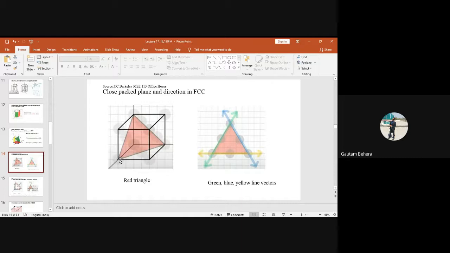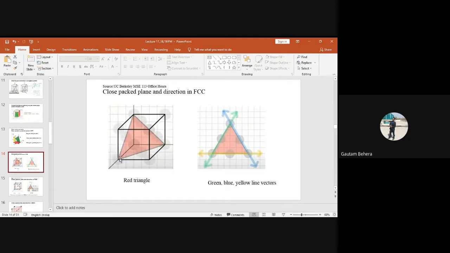Just have a look. Yes, this is one face diagonal direction, this is one face diagonal direction, and this is one face diagonal direction, right? So that means edge lengths are not close packed directions. This edge length is also not a close packed direction.